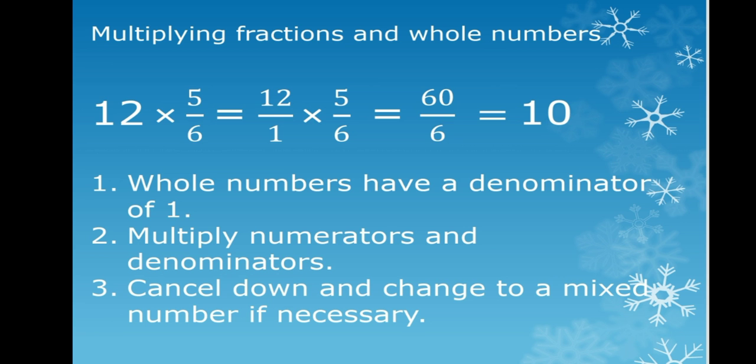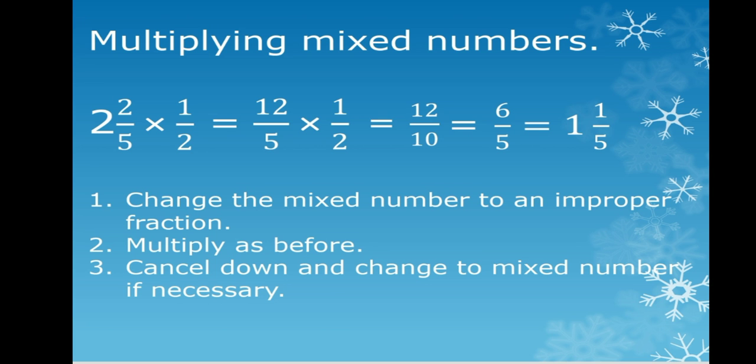Another is when you have to multiply any fraction with a whole number. Remember, every whole number has a denominator 1. So you can write 12 upon 1, as 12 is a whole number, and then you can multiply and bring it to the lowest term. This is how we do it: multiply the numerator with the numerator and denominator with the denominator, and then bring it to the lowest terms.